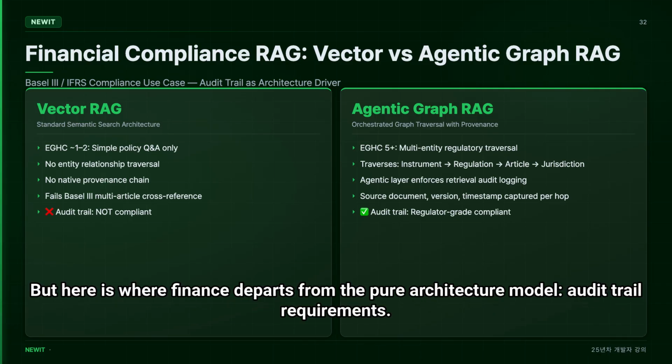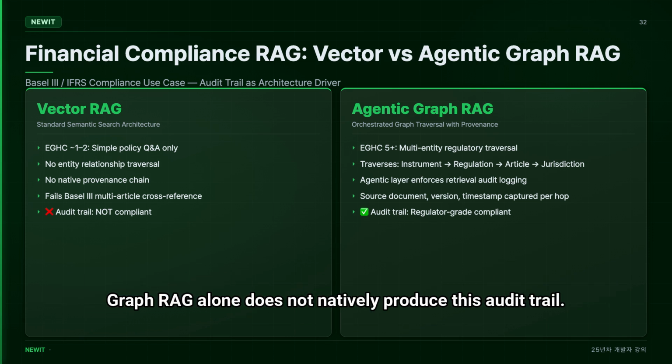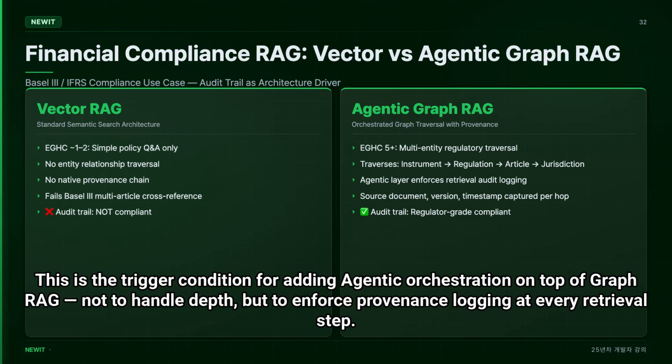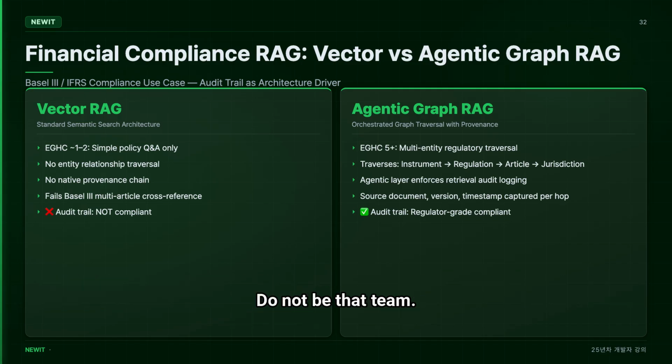But here is where finance departs from the pure architecture model. Audit trail requirements. Regulators, whether the ECB, the FCA, or the SEC, require that every compliance determination be traceable to a specific source document, version, and retrieval timestamp. Graph RAG alone does not natively produce this audit trail. This is the trigger condition for adding agentic orchestration on top of graph RAG, not to handle depth, but to enforce provenance logging at every retrieval step. The comparison between standard vector RAG and this agentic augmented graph RAG pattern reveals a critical governance gap that most AI teams discover only after a compliance audit. Do not be that team.